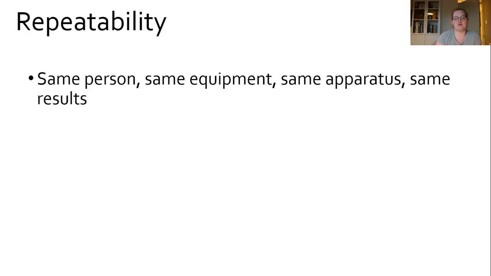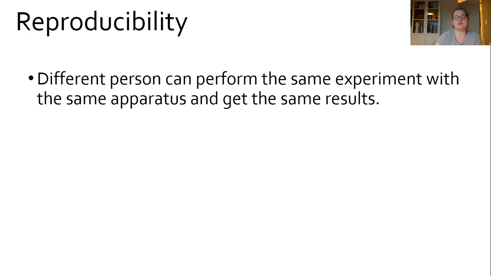The difference with reproducibility is, can somebody else perform the same experiment with the same apparatus, the same equipment, and get the same results. So there's just that very slight difference. Repeatability is you being able to do it again and again, and reproducibility is somebody else being able to do it again, getting the same results using the same equipment, but it's somebody else. So you're almost taking out that human error, that random error aspect.